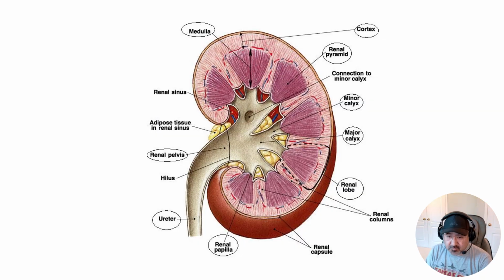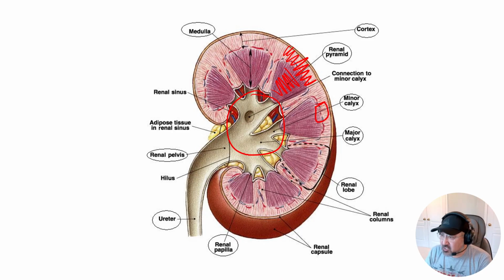Here's the overview of the kidney. This is a cross section. We've got the cortex on the outside, we've got the medulla on the inside, and right there in the center is the pelvis. So the job of the liver is to make urea. The job of the kidney is to make urine.